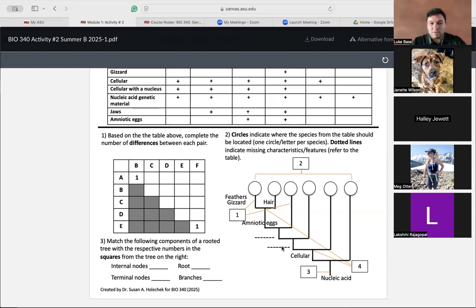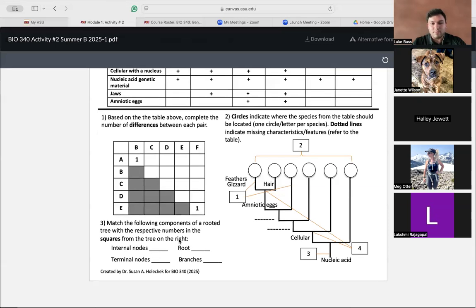And then you'll also have to use these one, two, three, and four boxes for question three, which is match the following components of a rooted tree with the respective numbers in the squares from the tree on the right. So there's four vocabulary terms here: internal nodes, root, terminal nodes, and branches. And using these numbered boxes here, you'll denote what that box is pointing to. So for example, three is pointing to this line here, which is one of these four.